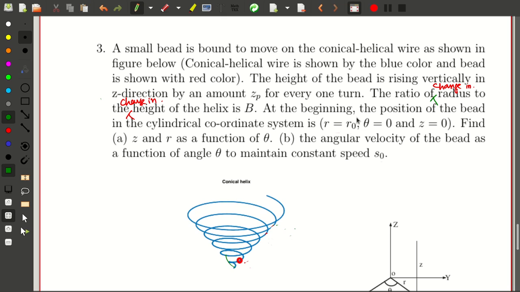At the beginning, the position of the bead in the cylindrical coordinate system is r equal to r0, theta equal to 0, and z equal to 0. Find z and r as a function of theta. Second part: find the angular velocity of the bead as a function of theta to maintain a constant speed s0. This question seems very simple, and it's a three-dimensional motion in the cylindrical polar coordinate system.